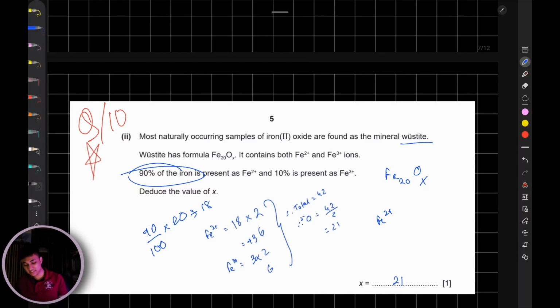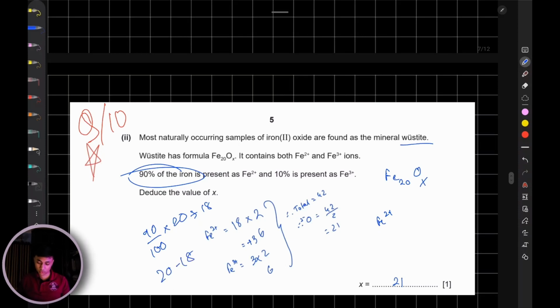Then the rest is going to be plus 3 charge. That is 10%, which is 2. So yeah, 20 minus 18, 2. So 2 of the iron ions are plus 3. So plus 3 times 2 is going to be positive 6. So what is the net charge? Net positive charge? 42. Positive 42. Now this positive 42 of charge has to be nullified by the oxygen's negative charge, right?